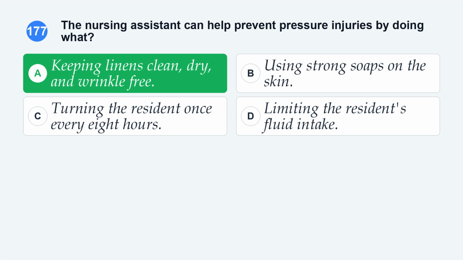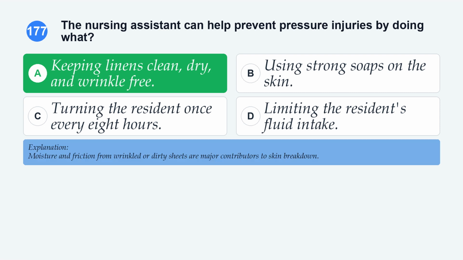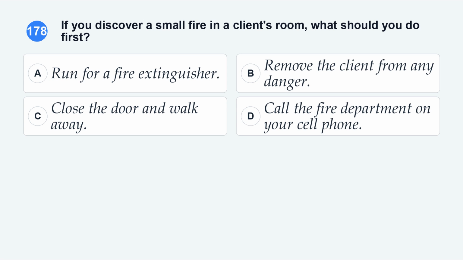The correct answer is option A, keeping linens clean, dry and wrinkle-free. Explanation. Moisture and friction from wrinkled or dirty sheets are major contributors to skin breakdown. Question 178. If you discover a small fire in a client's room, what should you do first?